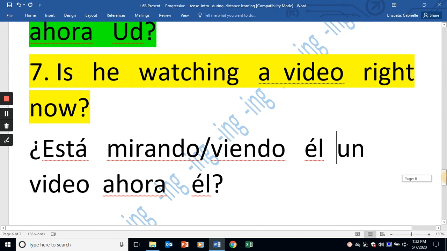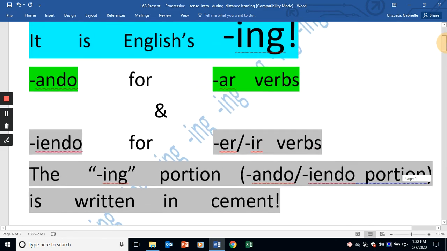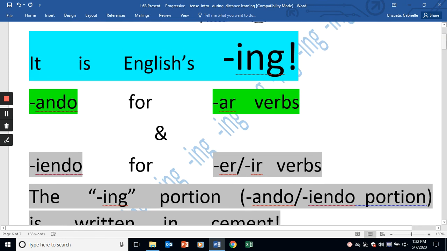Okay, chicos, so this is the present progressive tense. We use it to say what is happening at the moment. When the emphasis is on what is happening at this very moment, we use this tense called the present progressive.